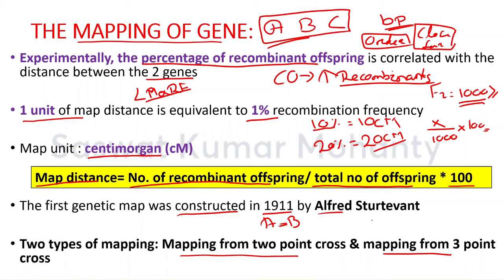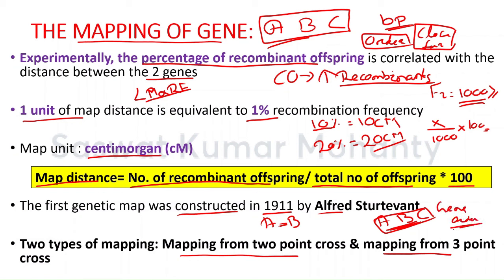But with three genes, gene A, gene B and gene C, we need to find the recombination frequency between all pairs: A to B, B to C and A to C. Before that, in a 3-point cross, we have to find the gene order.